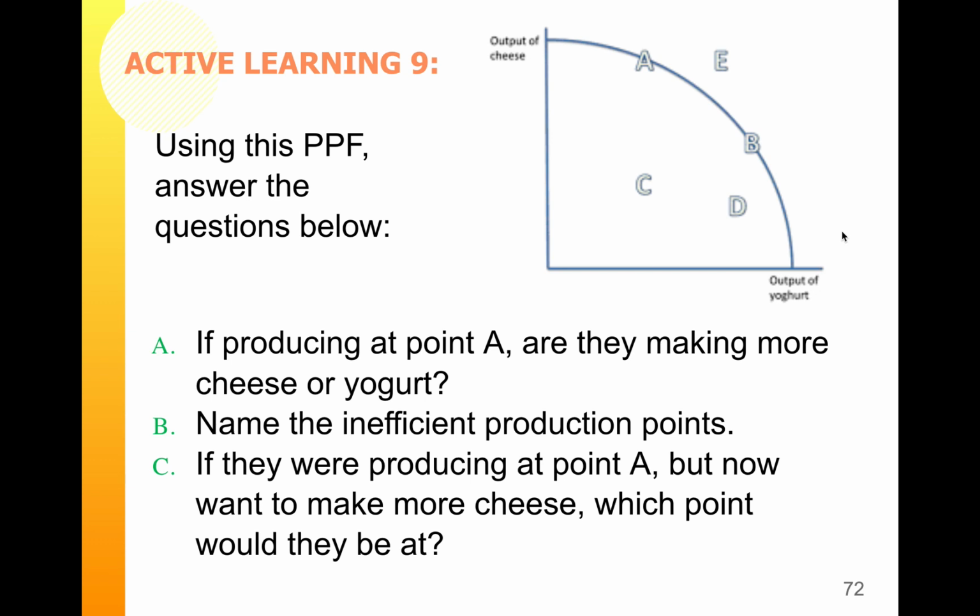All right, so for active learning number 9, if you get out your active learning sheet, I have given you a copy of a PPF in the upper right-hand corner, and you've got several points. On this particular PPF, the vertical axis is the production of cheese, and the horizontal axis is the production of yogurt. For this particular company, they have to decide how much cheese and yogurt to make. You have 3 questions I want you to answer using this particular PPF graph.